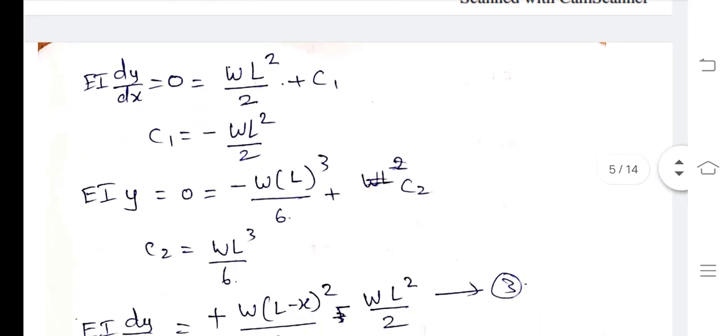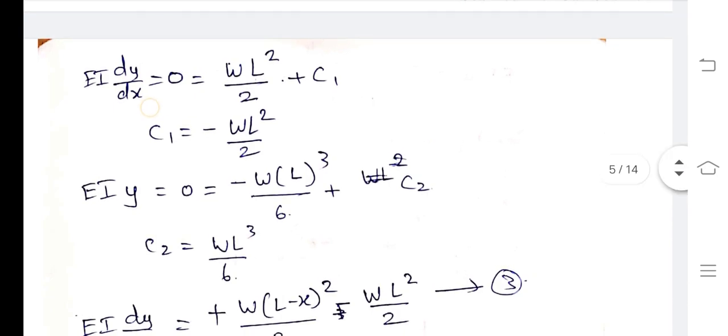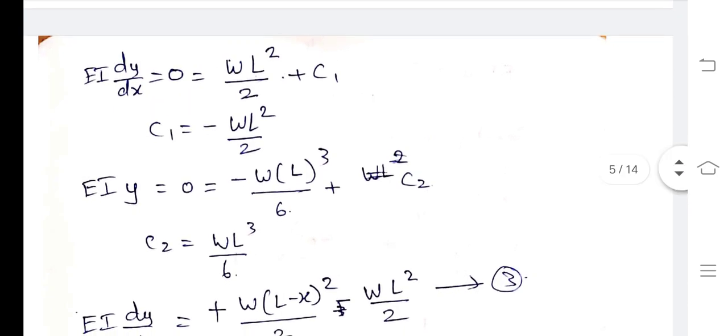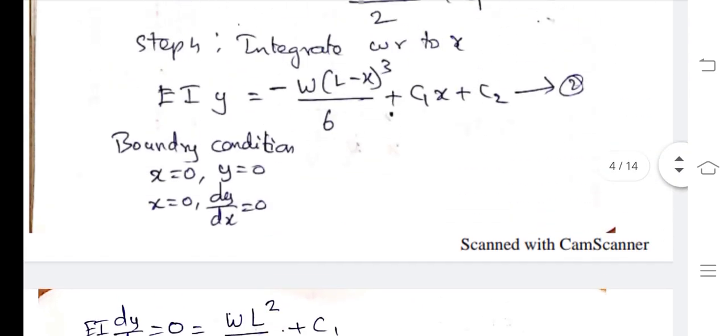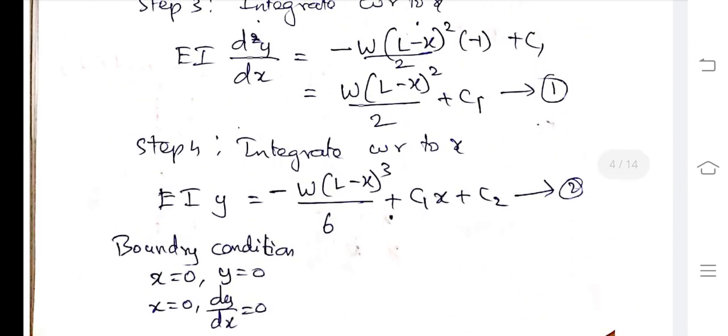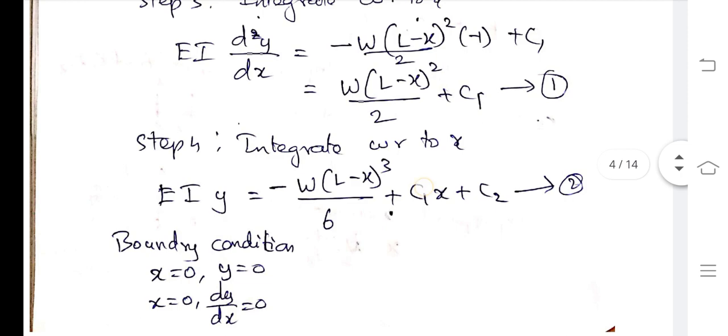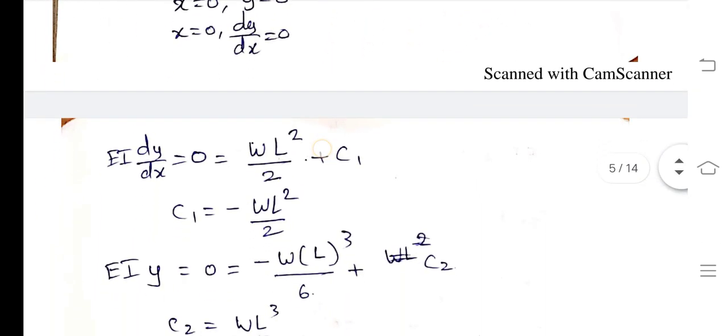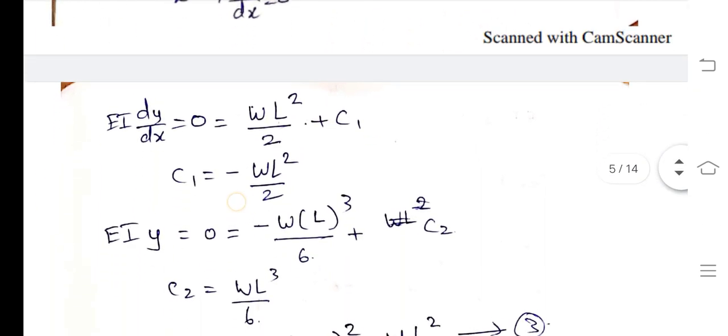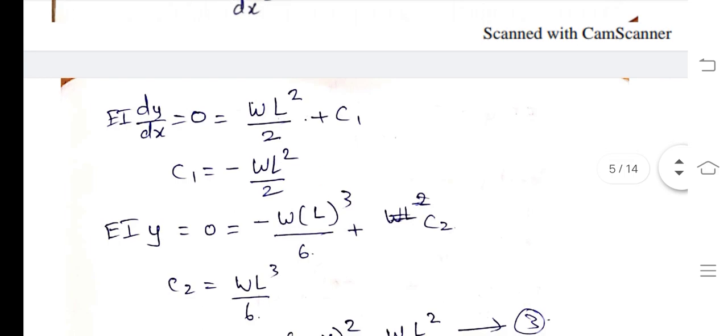After substituting, EI dy by dx is equal to 0, which is equal to w into (L − x), where x is substituted as 0 now. So w L square by 2 plus c1. So c1 is equal to minus w L square by 2.